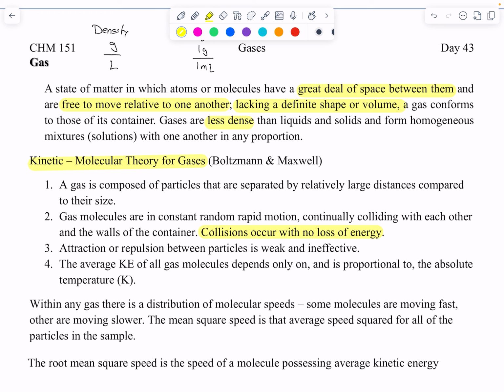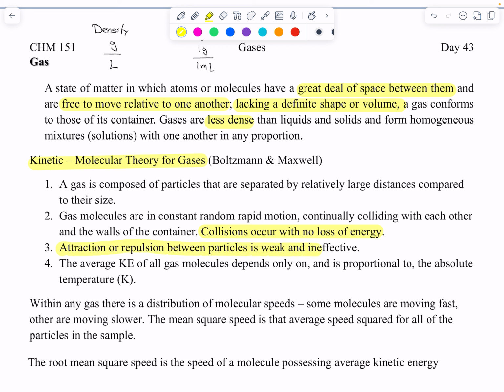Another assumption is that the attractive or repulsive forces are weak and ineffective. That's not actually 100% true. And so we're going to define something called the ideal gas. For an ideal gas, size equals 0, and attraction equals 0. They don't have any attraction to themselves.